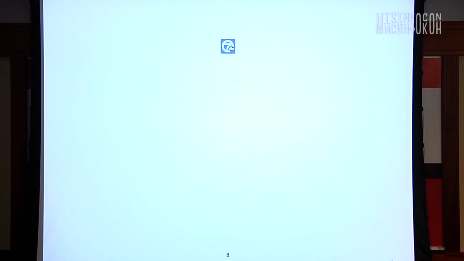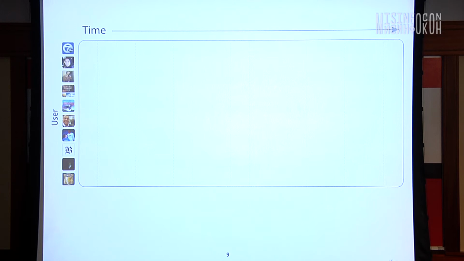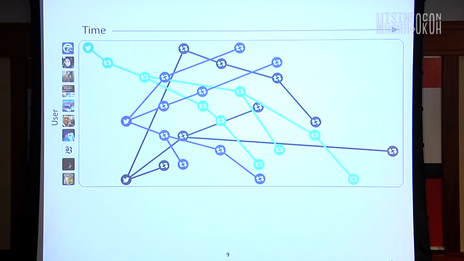And you probably all use Twitter, so you know how it works. But if you don't, here's how it usually works. Some account on Twitter tweets something. One of their followers decides to retweet it. And then this keeps going over time. And then what you have is a cascade of tweets and retweets.